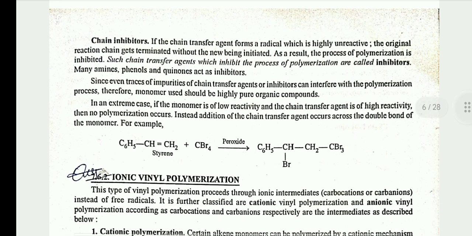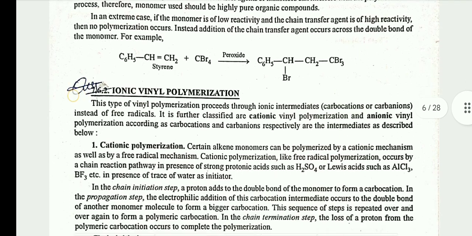In the extreme case, if the monomer is of low reactivity and the chain transfer agent is of high reactivity, then no polymerization occurs. Instead, addition of the chain transfer agent occurs across the double bond of the monomer. Ionic vinyl polymerization. This type of vinyl polymerization proceeds through ionic intermediates, carbocations or carbanions, instead of free radicals.